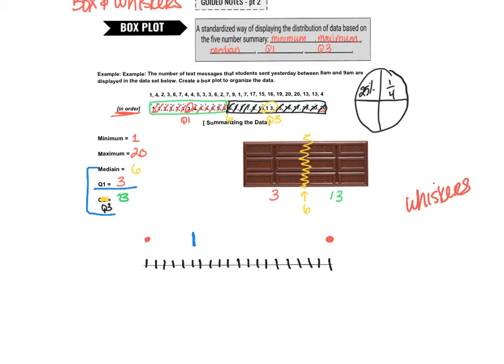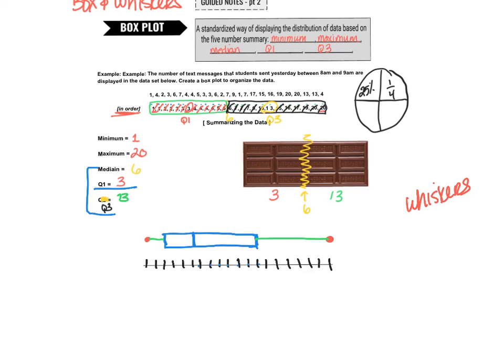Our first quartile is 3. So 1, 2, 3. And our third quartile is 13. So this is 6, 7, 8, 9, 10, 11, 12, 13. So those 3 lines create our box. We're going to connect all of the bottoms, connect all of the tops, and then the very last part is we connect the min and the max to our box.